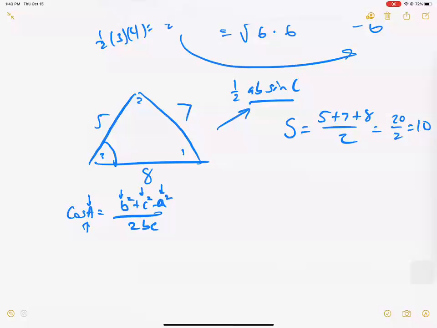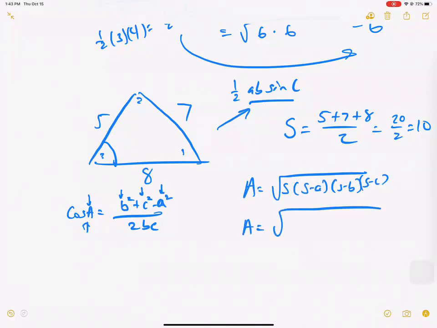Okay, so area is equal to the square root of S times (S minus A)(S minus B)(S minus C), okay? That's the mechanic of this. So A is equal to the square root of, now we just copy all our pieces. Call this A, call this B, call this C. The order doesn't matter. Just get it all in.